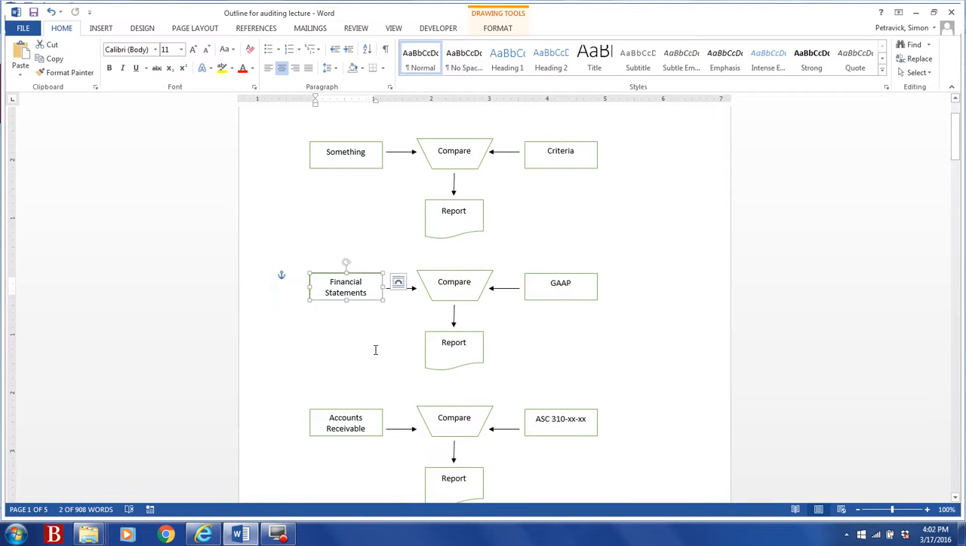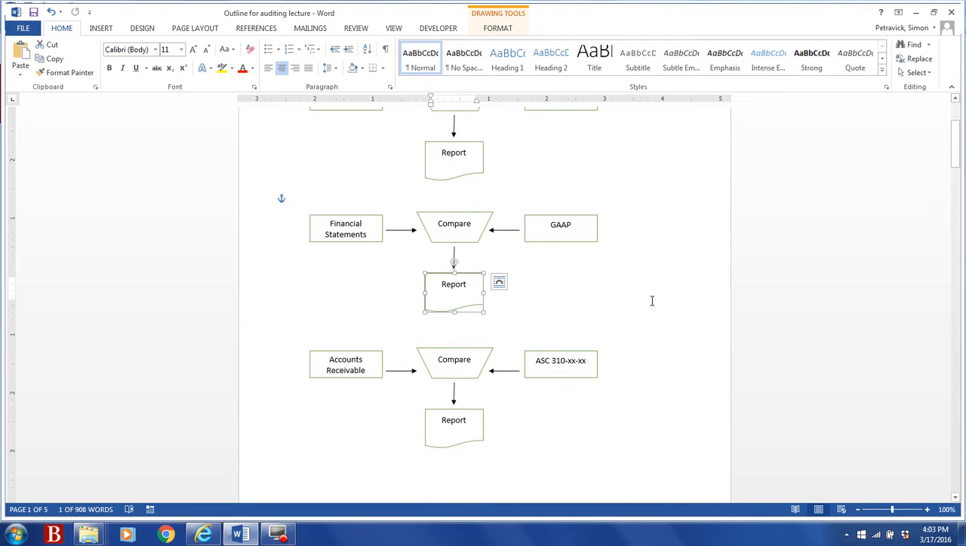So for example, one of the most common types of audits is an audit of financial statements. What the auditor would do is compare the activity reported in the financial statements to generally accepted accounting principles, and once the auditor is finished with that comparison, the auditor would issue a report indicating whether or not the financial statements are in accordance with GAAP. And we'll look at an example of that in just a minute.